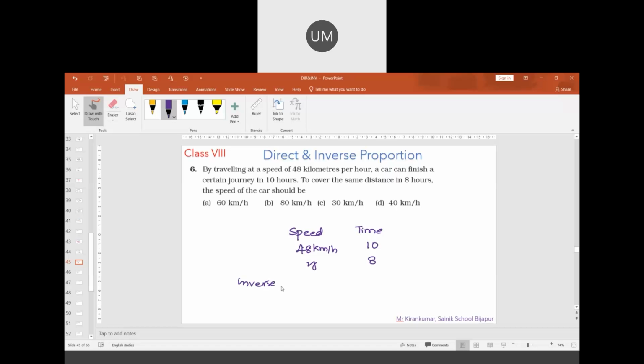Since it is inverse proportion, 48 into 10 divided by 8. The product 480 divided by 8 will give the value of y. 60 kilometers per hour, option A. So earlier it was 48 kilometers per hour, now the speed is increased to 60. These two options are not possible, so there may be option A or B. Yes, it's easy. Correct answer.